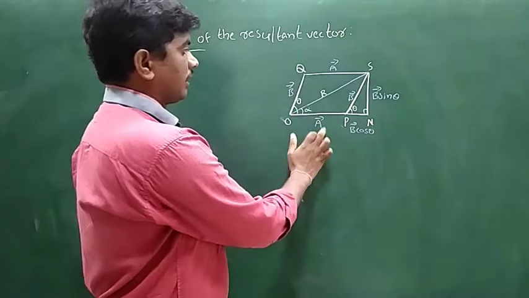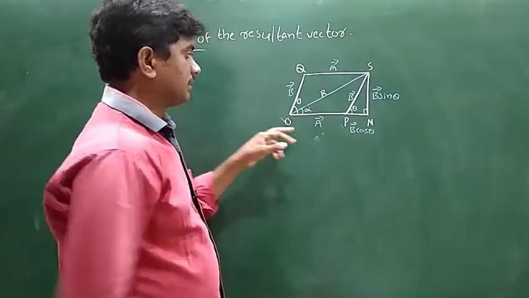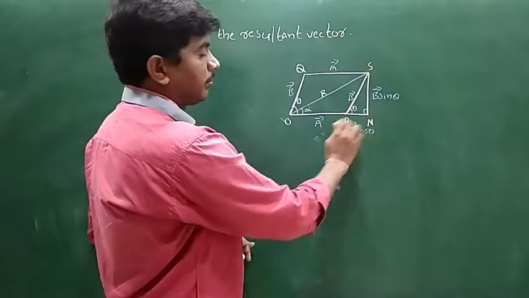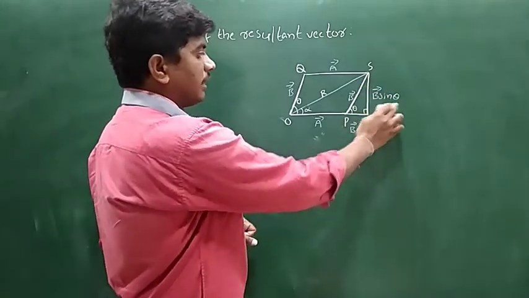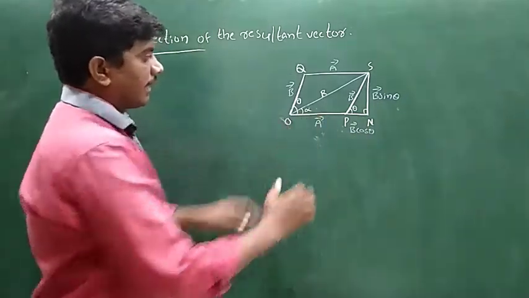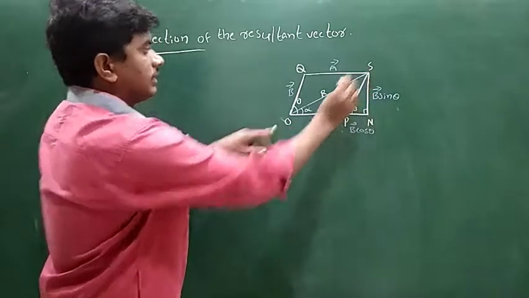A and B are two vectors, with angles theta and alpha. Next, to find SN and PN: SN is B sin theta, and PN is B cos theta. We take the right angle triangle ONS.